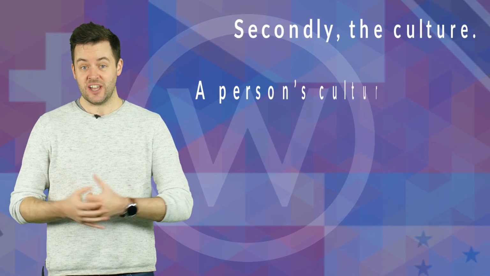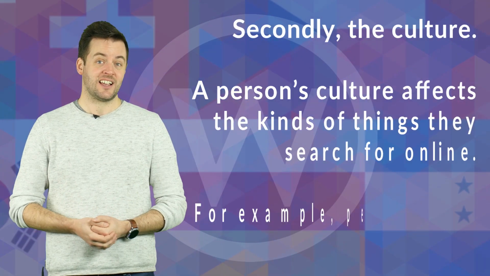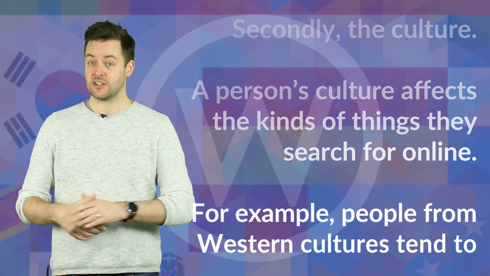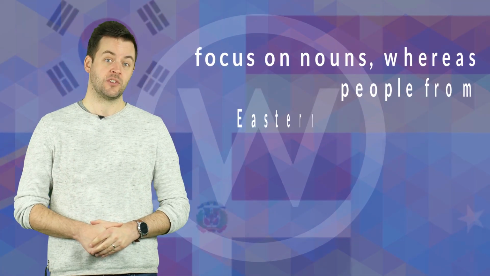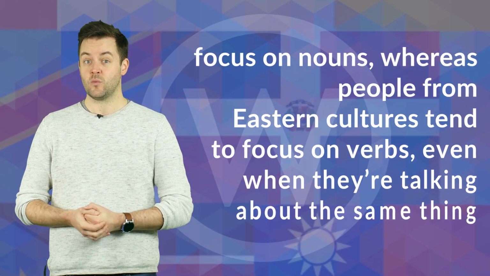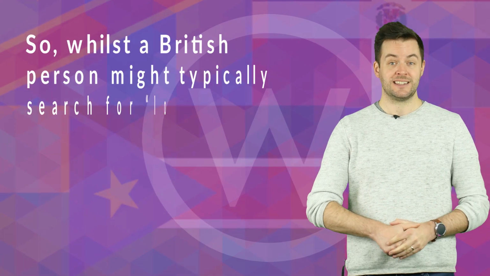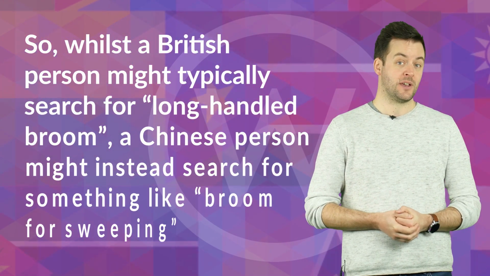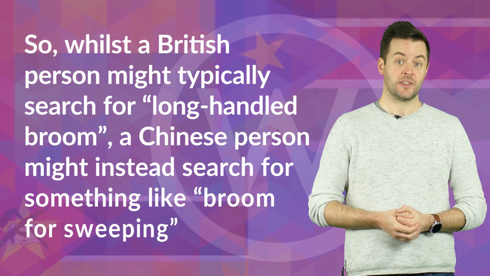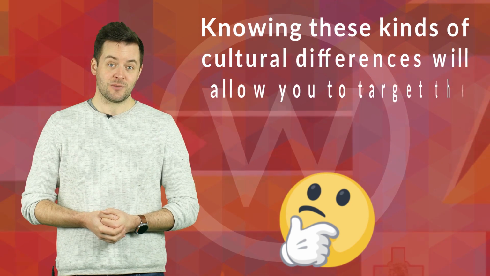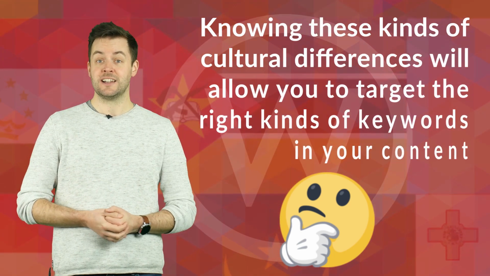Secondly, the culture. A person's culture affects the kinds of things they search for online. For example, people from Western cultures tend to focus on nouns, whereas people from Eastern cultures tend to focus on verbs, even when they're talking about the same thing. So, whilst a British person might typically search for long-handled broom, a Chinese person might instead search for something like broom for sweeping.